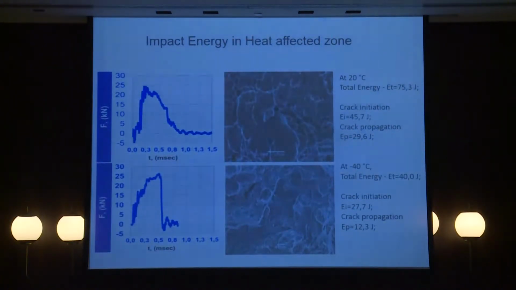Heat affected zone: total energy is 75 joules. Crack initiation energy is 45, and crack propagation energy is approximately 30 joules. The fracture surface is a mixed brittle, pronounced ductile fracture. At minus 40 degrees, crack initiation energy is 27, and crack propagation energy is 12 joules.